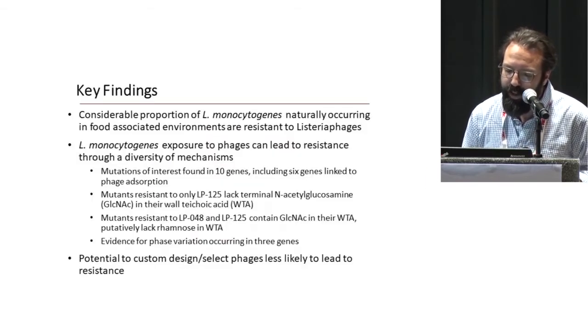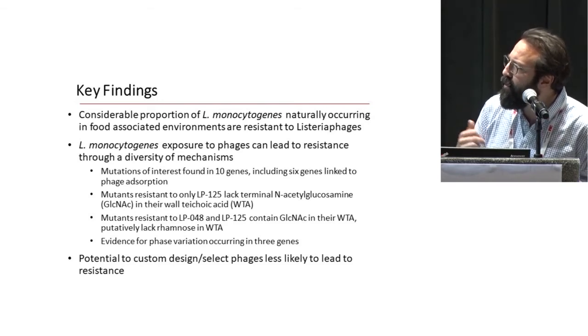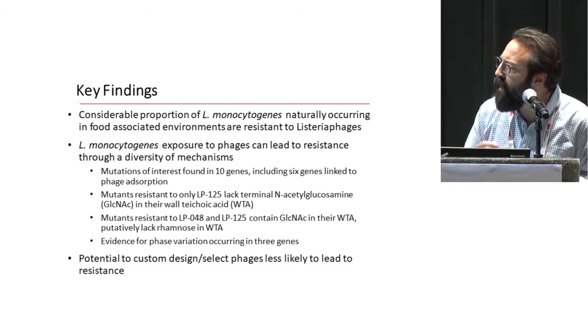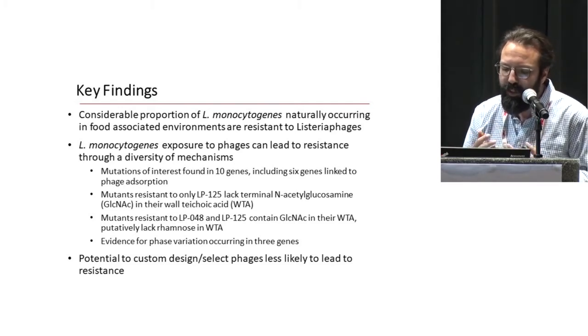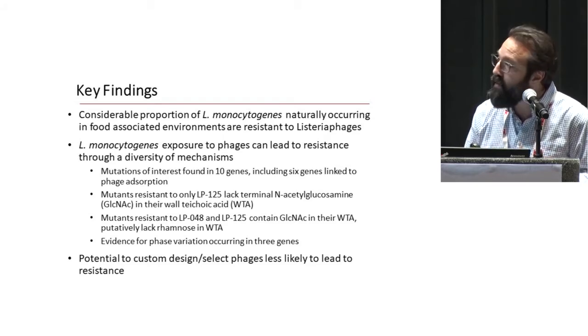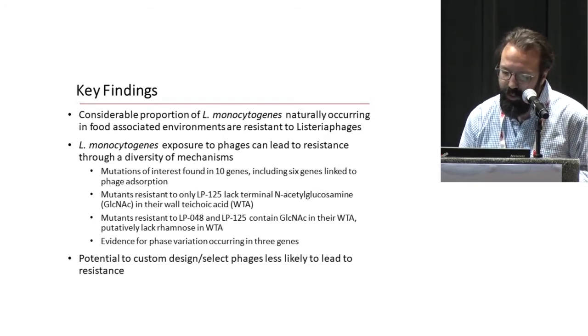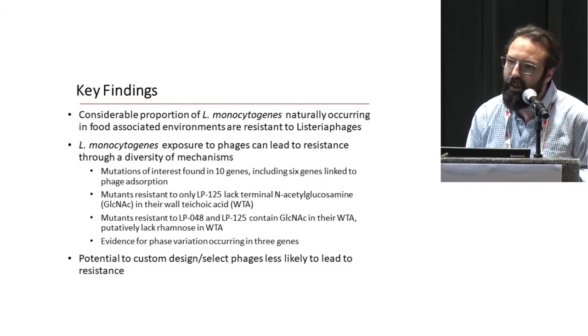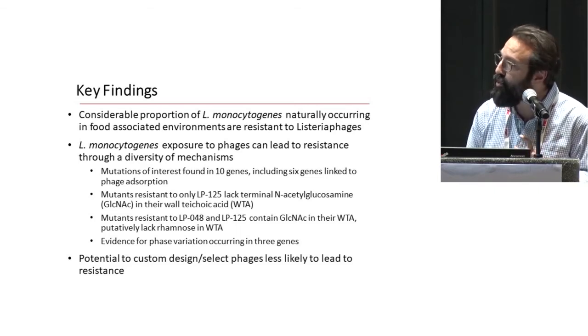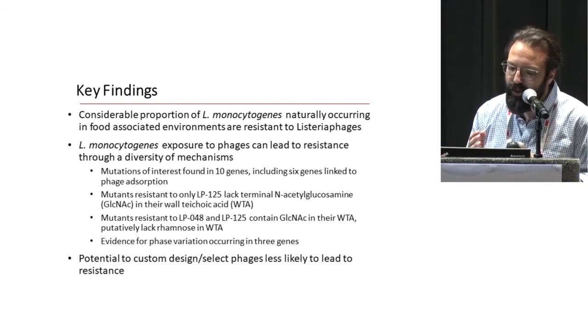The big thing being that they found that the mutants that were resistant to LP125 lacked this N-acetylglucosamine, which is part of the end of their cell wall, and that seemed to be attributed to the lack of adhesion for LP125, whereas the mutants over here that were resistant to both actually had this N-acetylglucosamine, but had changes in the sugar structure of their cell wall, which then also changed the ability of those phage to adhere.